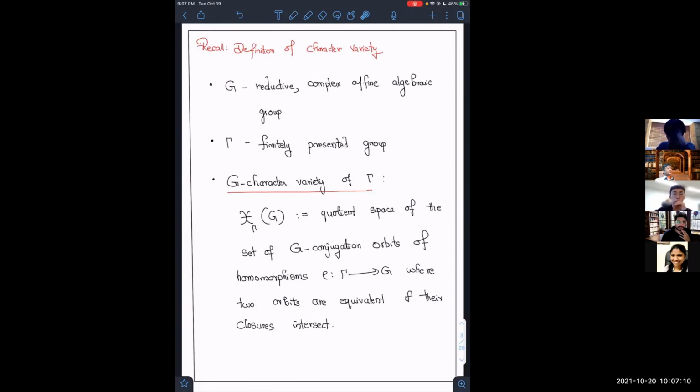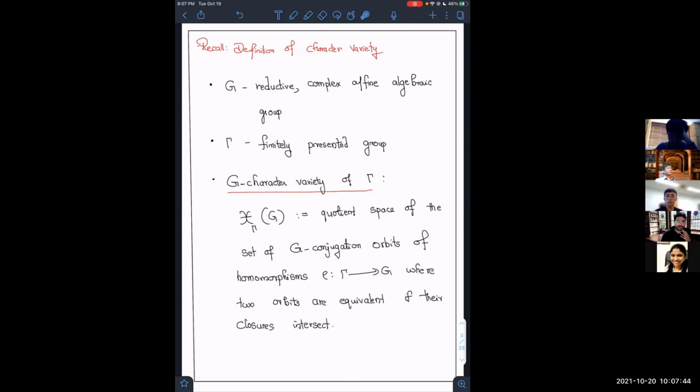A character variety has two components. One is a group G, and I'm working with a reductive complex affine algebraic group. An algebraic group is a group with a variety structure on it, such that the group operations, inversion and multiplication, are also morphisms of the variety. And gamma is a finitely presented group.